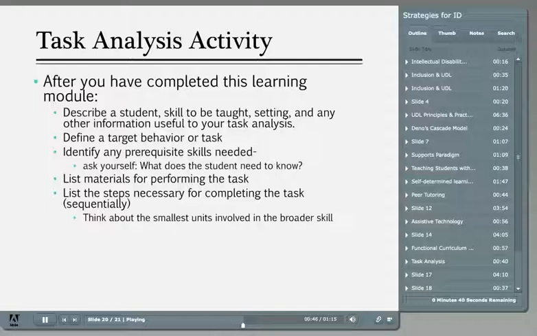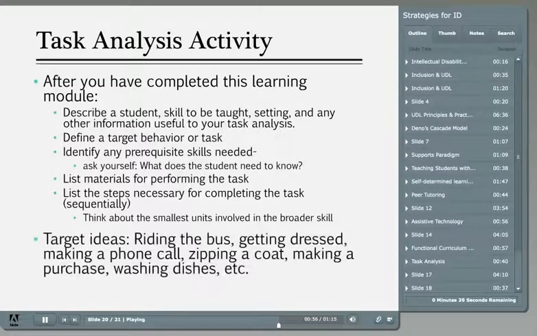You may have to spend some time thinking about this because it can often be deceiving how far some skills actually need to be broken down. Try to be creative in the skills you choose. However, some examples could include riding the bus, getting dressed, making a phone call, zipping a coat, making a purchase, or washing dishes. Again, be creative and spend some time thinking about the smallest component parts that will need to be taught.